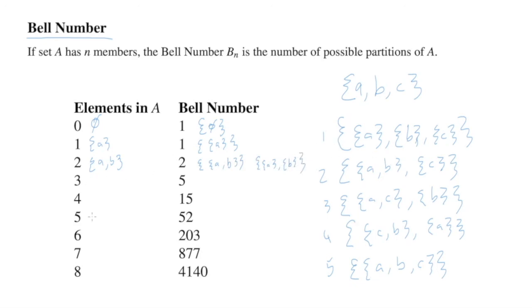That's the one here. And then you can see as the numbers go up, the Bell number really increases dramatically, right? So 3 gets 5, 4 gets 15, 5 is already up to 52, and then 8 is all the way up to 4,140. So the number of ways that you can partition a set increases dramatically when the number of elements in the set increases.